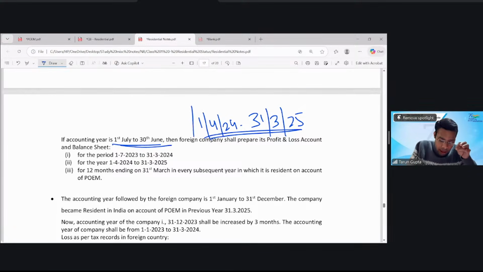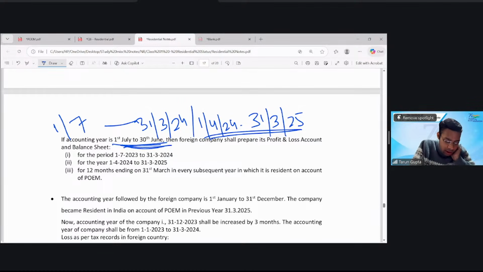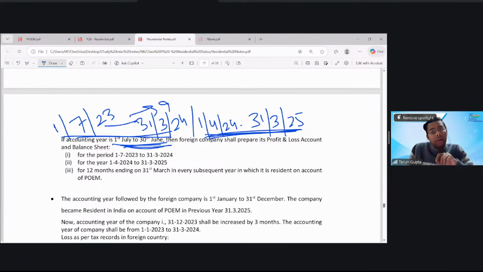Then I have to prepare the account up to 31st March 24, starting from where the accounting year starts, 1st July to 30th June. So from 1st July 23, I have to prepare the account for 9 months, and then for the 12 months in line with the Indian financial year.